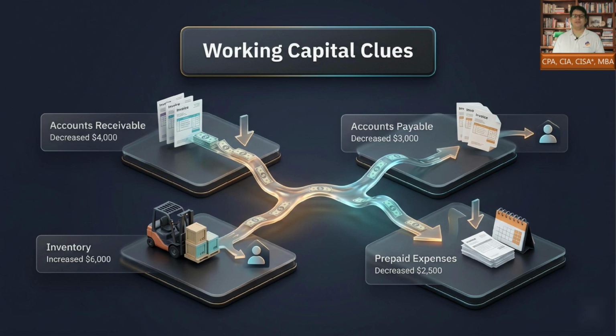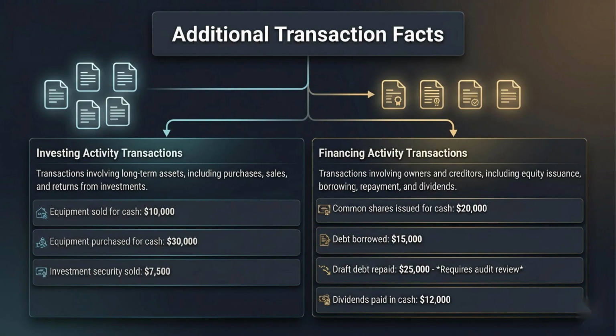Prepaid expenses decreased from $9,000 to $6,500, meaning the company used earlier prepayments and paid less cash than the current period expense amount. Working capital is not just balance sheet decoration, it tells the timing story of cash. Now we bring in the additional transaction facts.